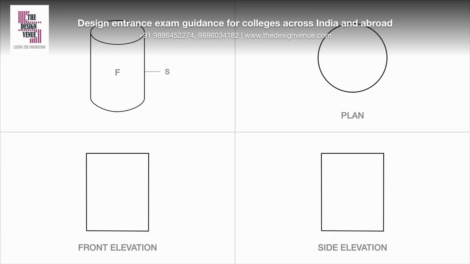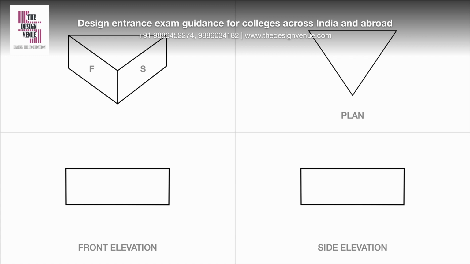A cylinder's plan results in a circle. The front and side elevations are rectangles. One way we can understand this is by considering the cross section of the cylinder, which is also a rectangle. Now we will see some other basic forms.